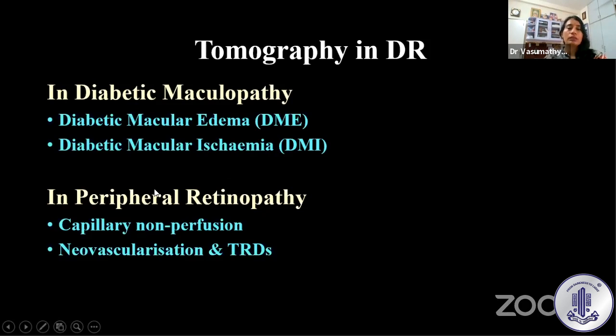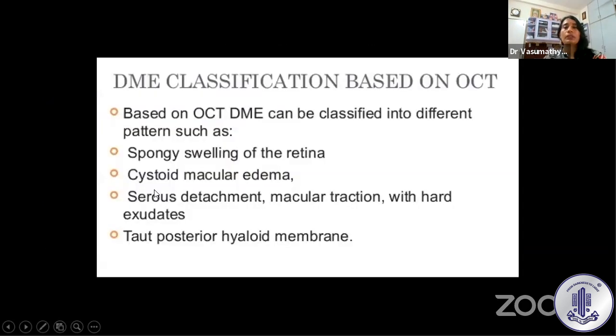So in diabetic macular edema, OCT helps us decide whether there's an edema or an ischemia, and with the wide field OCTAs especially, we can get an index of the extent of peripheral capillary non-perfusion as well. Initially, we used to classify diabetic macular edema as clinically significant macular edema and non-CSME. But after OCT came, we classify it as center involving and non-center involving diabetic macular edema.